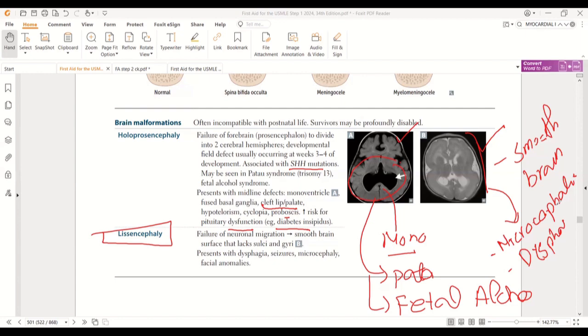So these are incompatible with postnatal life. The child is always severely disabled.